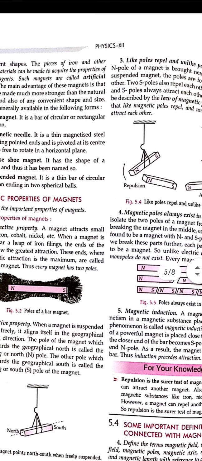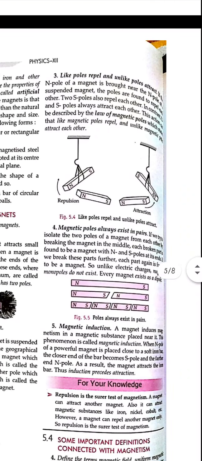Now the next property: like poles repel and unlike poles attract each other. That is, if we bring two magnets with different poles near each other, they attract and move towards each other. If north and south come towards each other, they will attract.